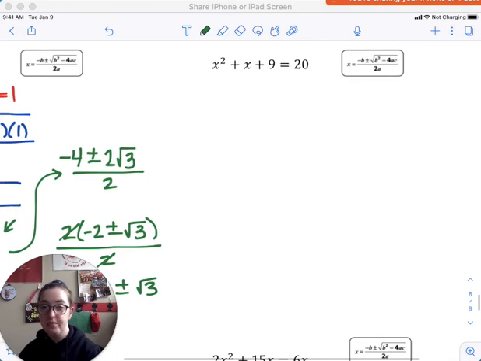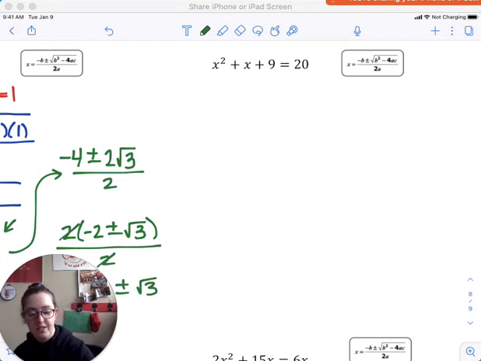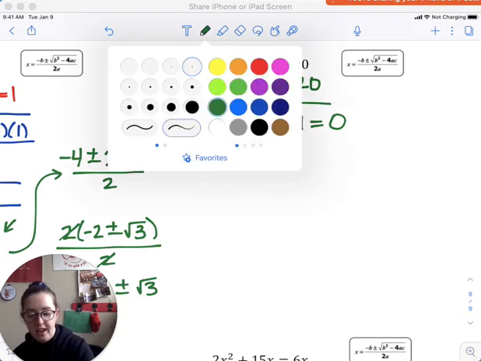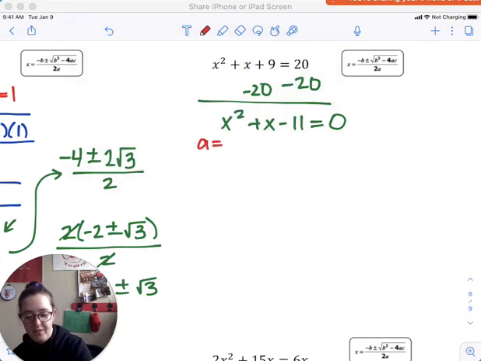Okay. This next equation is not equal to 0, so we need to fix that. So we need to bring that 20 over to the other side. So that means we need to subtract 20 on both sides. So I'm left with x squared plus x minus 11 equals 0. So now we'll figure out what a, b, and c are. A is the number in front of x squared, so that's 1. B is the number in front of x, so that's 1. C is the number without an x, so that's negative 11.